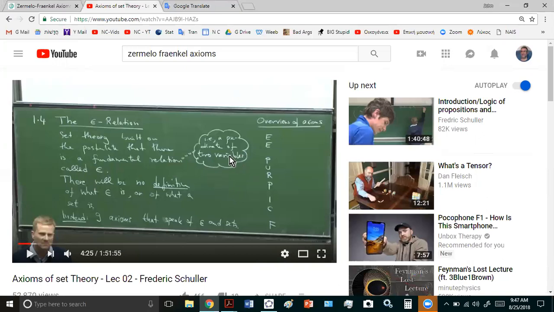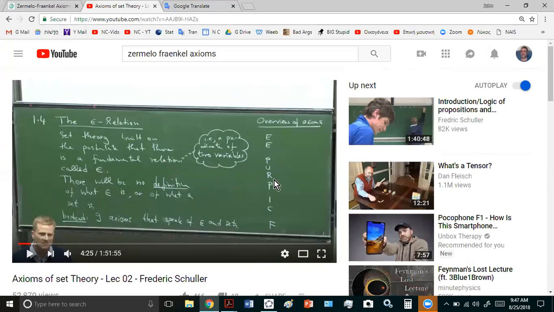It means one of two things. That relation means one of the variables is either an element of the other, or they're both sets. And we don't know what a set is at this time, because there will be no definition of what epsilon is or of what a set is. Instead, we have 9 axioms that speak of the element and sets. So you can only speak of these objects. You can't even define them.